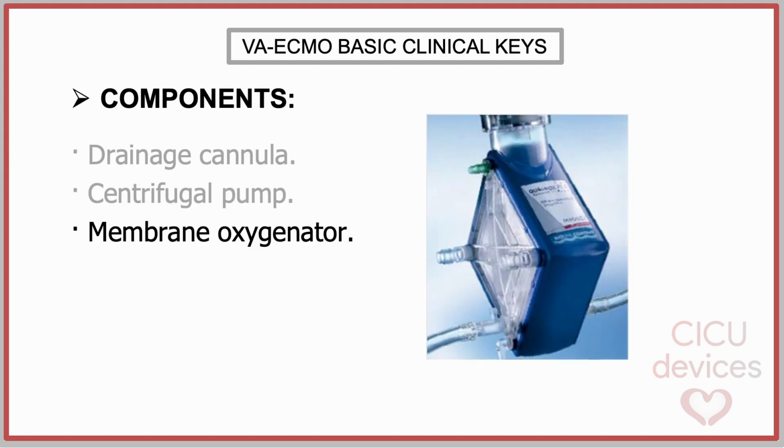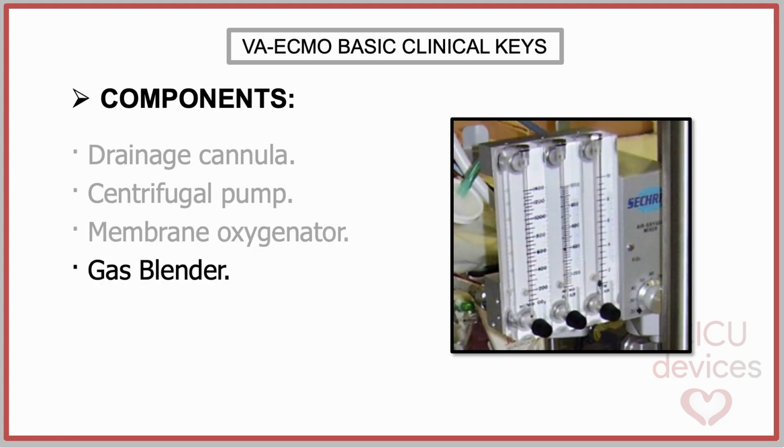The blood then passes through a membrane oxygenator, where gas exchange takes place, allowing oxygen to be added and carbon dioxide to be removed. Gas exchange is regulated by a gas blender, which controls both the fraction of inspired oxygen delivered to the oxygenator and the sweep gas flow rate, thereby adjusting blood oxygenation and carbon dioxide removal.